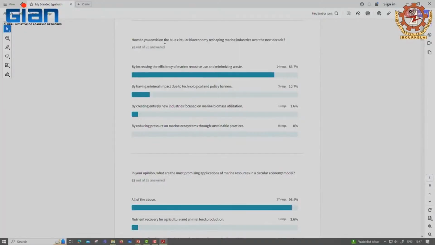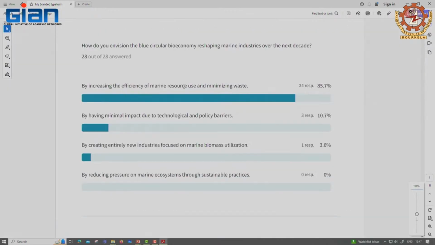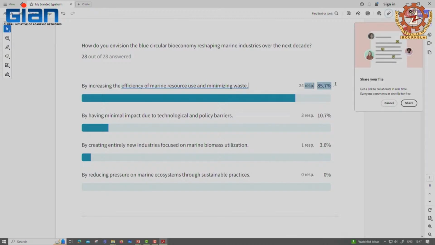So, first question, how do we envisage the blue circular economy reshaping the marine industry over the next decade? By increasing efficiency of marine resources and minimization of waste. Right, that's the major answer, the first one. And then the others there. That's good: by reducing pressure on the marine ecosystem through sustainable practices.